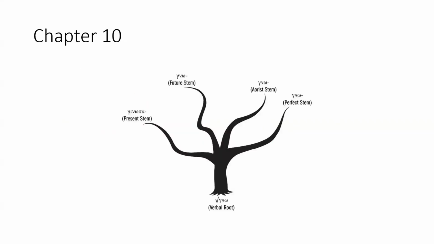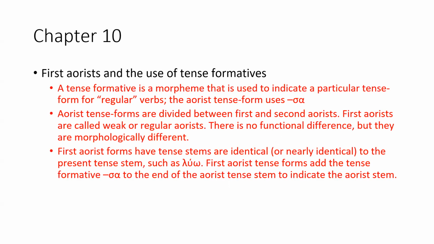So you can see here the tree: the verbal root gno, then the branch out to the present stem gnosko, the future stem gno, the aorist stem gno, and the perfect stem gno. So gno is the verbal root, and it also ends up being the stem for many of the tense forms.